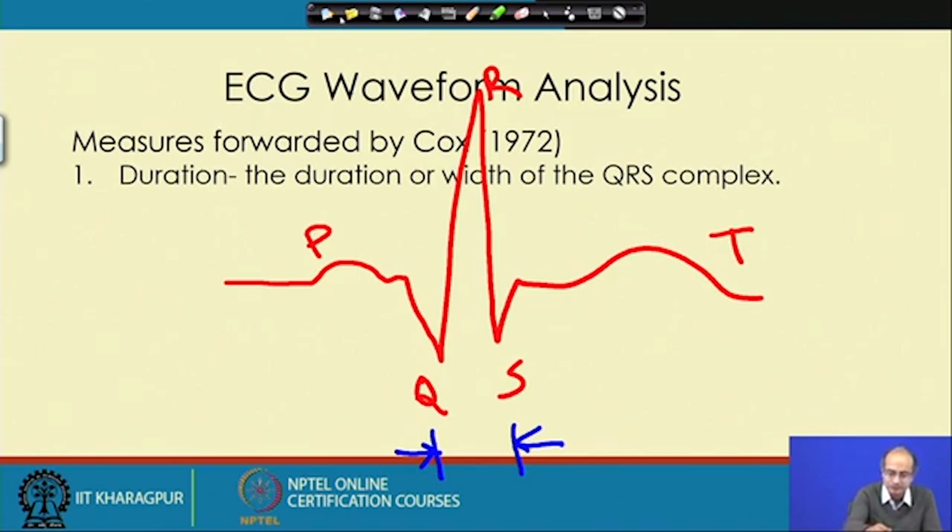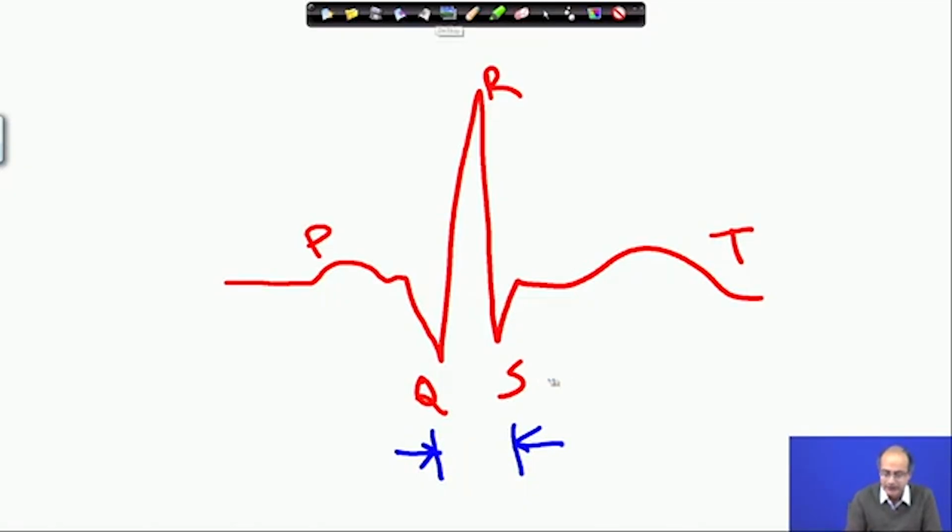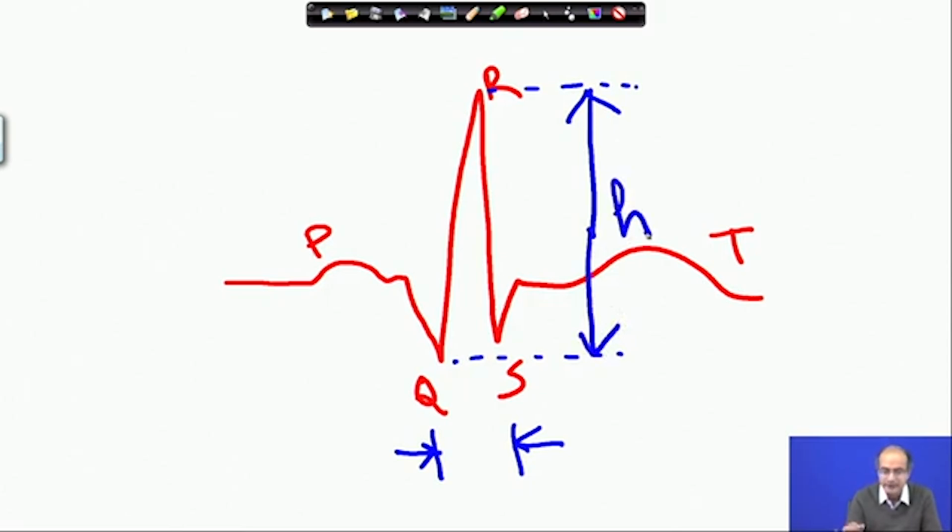Next, we look at the height. When we are talking about the height, the lowest point is Q and the highest point is R. So, this is the height of the wave, H.